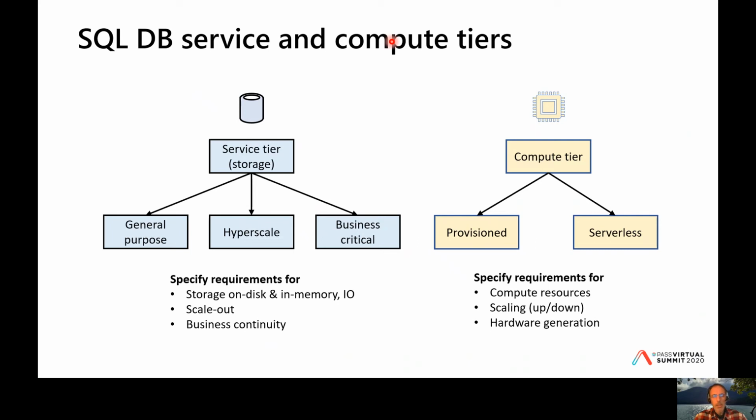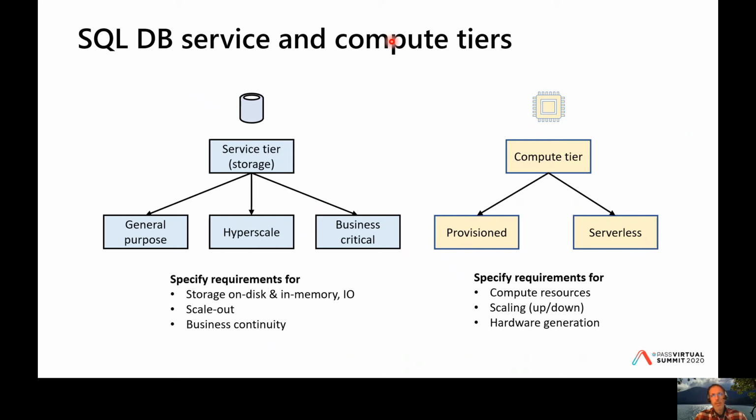And then the hyperscale tier sits somewhere in between these two. It allows customers to specify the number of replicas that are appropriate for their particular HA goals. It also has, as part of its design, a caching hierarchy that is a blend between local storage and remote storage. And so its I/O performance characteristics tend to fall between the general purpose and business critical tiers.